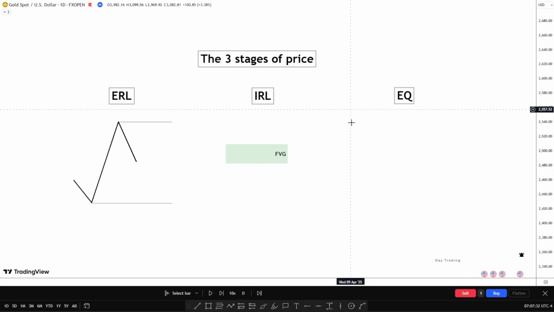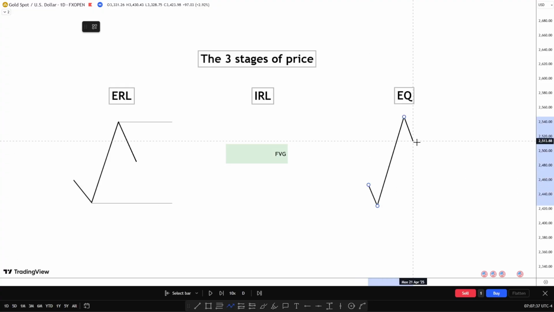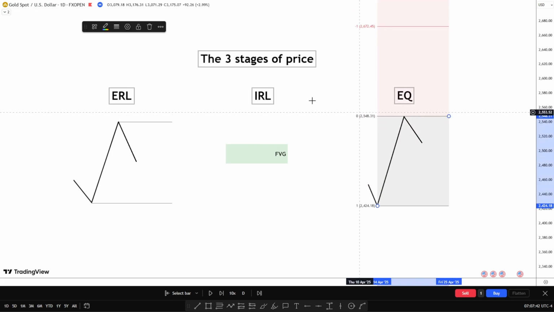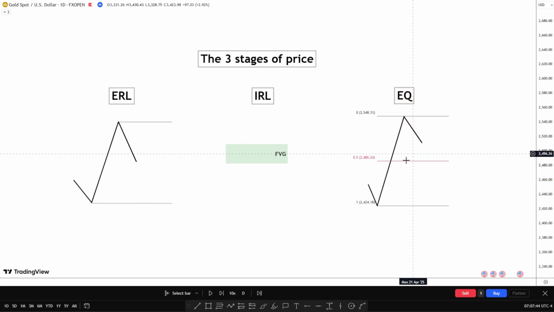And the last thing is EQ, which is equilibrium. So that is when we're in overextended ranges, price loves to rebalance to the midpoint of the range just to tap into equilibrium, rebalance, and then it can move in our favor.